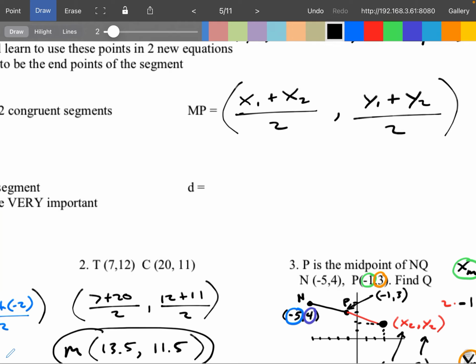So the formula is still going to use these 2 points like we did before, all right? Those are our 2 endpoints. And then here's the formula. So what you have to do, and here's how I want you to remember it, is you have to subtract the x's and you have to subtract the y's.